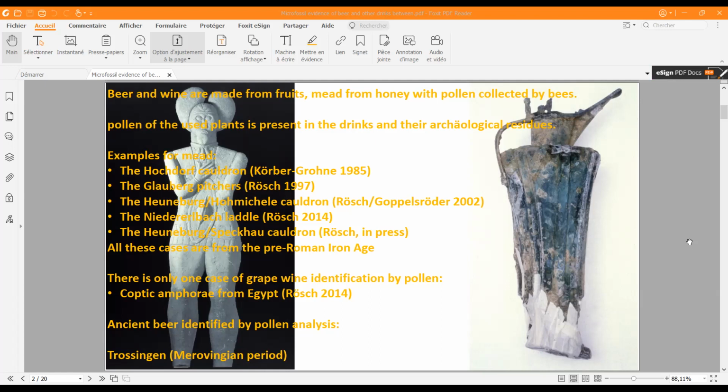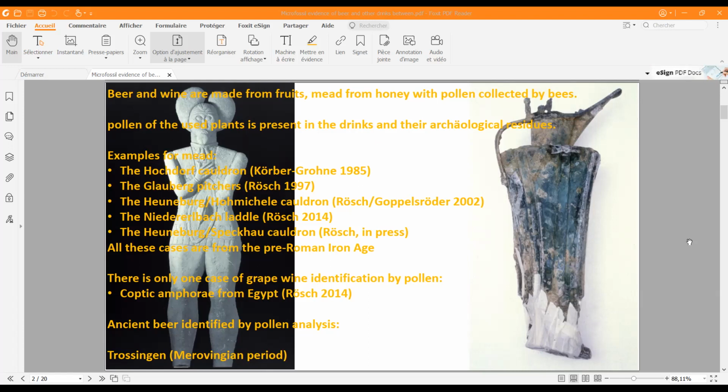Yes, you can also look for the flowering times in the plants, and you have a very high biodiversity in contrast to modern honeys. The reason for this: the Celtic people in Central Europe were no beekeepers. They looked in the forest.